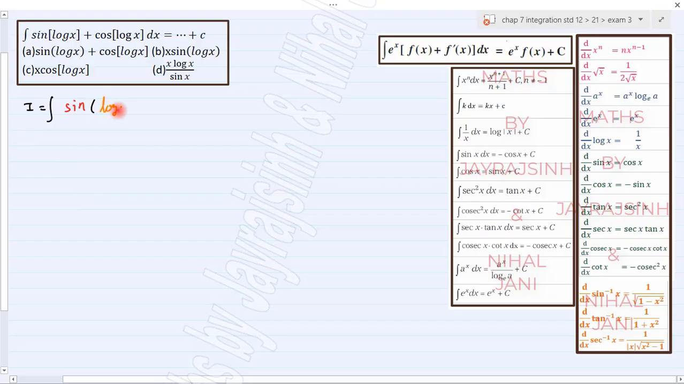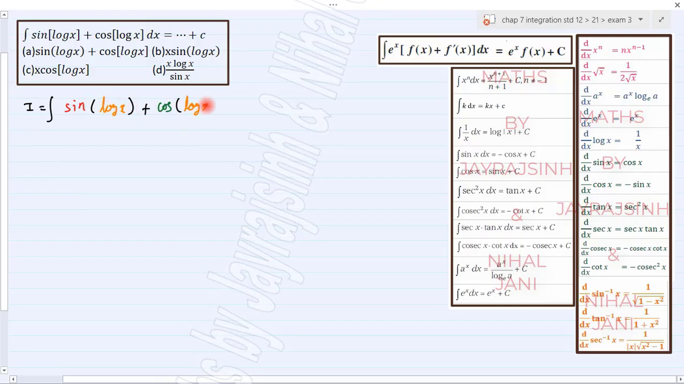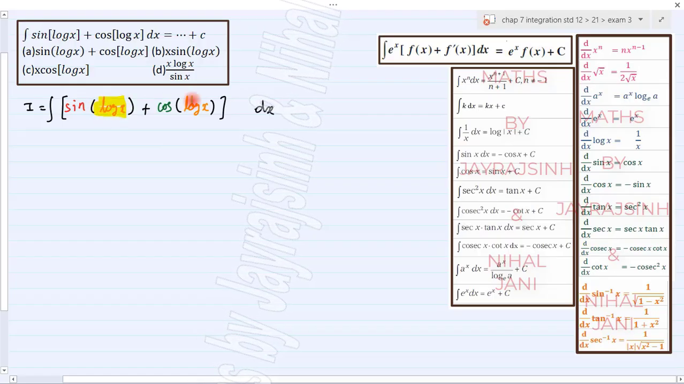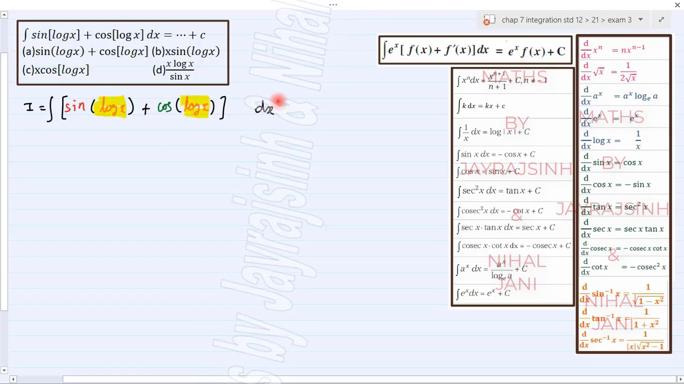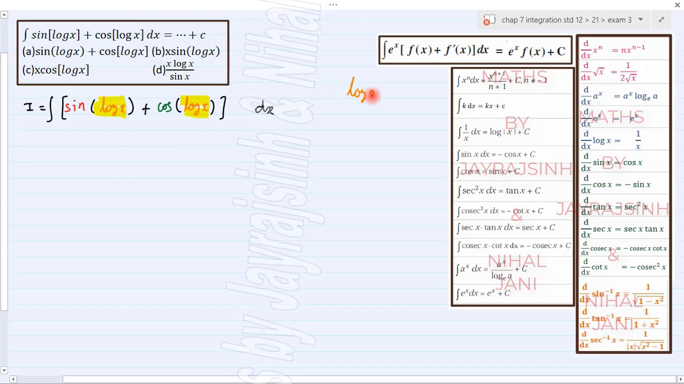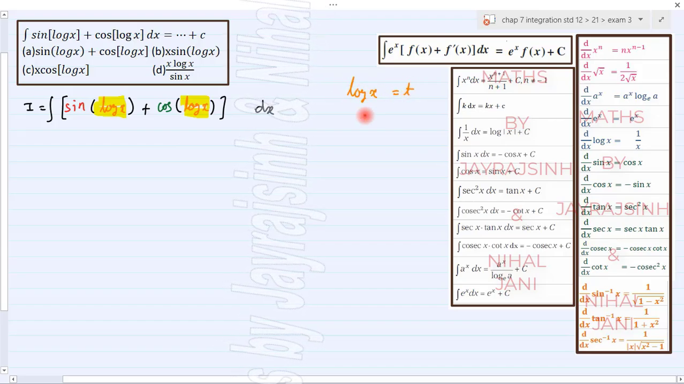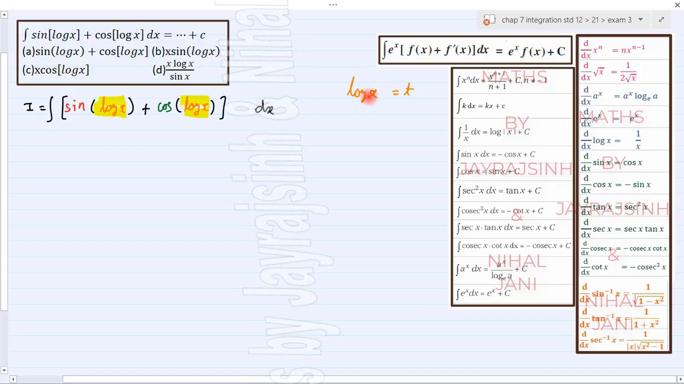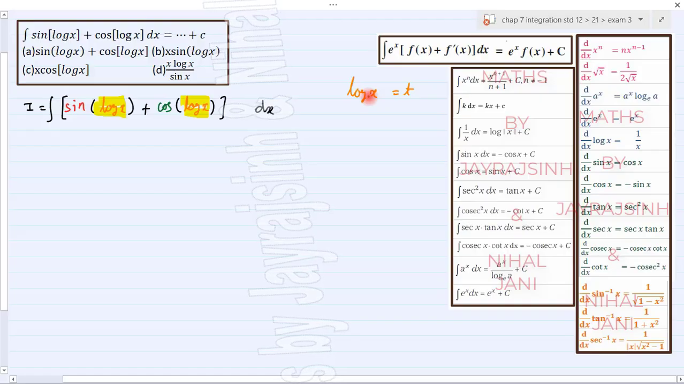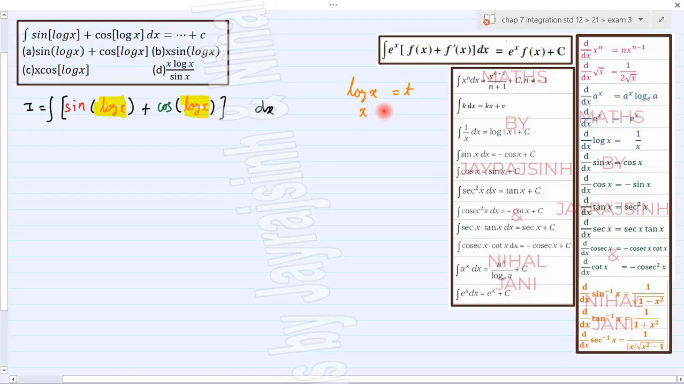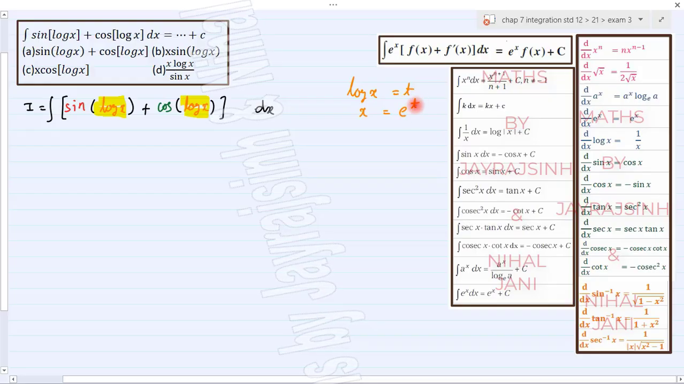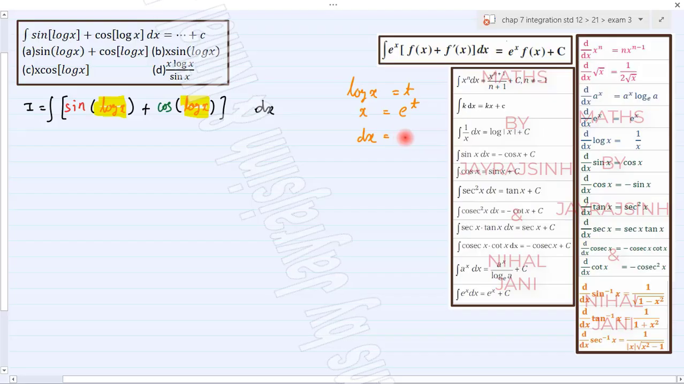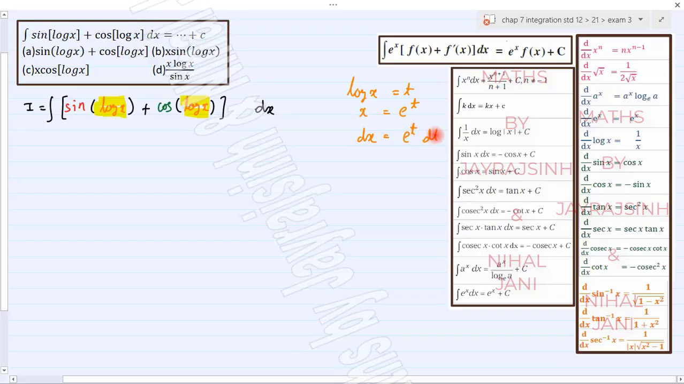Here we have to integrate sin log x plus cos log x. In this question, your inner function is log x. So let's assume log x is equal to t. Now, if we differentiate both the sides, we will realize we don't have the differentiation of log x within the multiplication of dx. So in this situation, we have to make x the subject. So we will get x is equal to e raised to t. If we differentiate both the sides, we will get dx is equal to e raised to t dot dt.